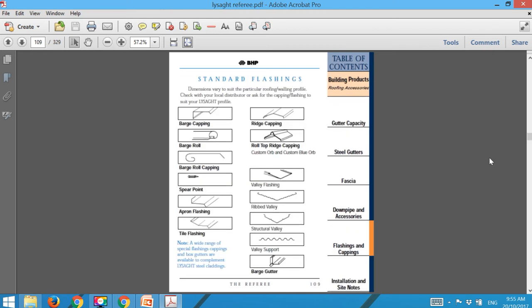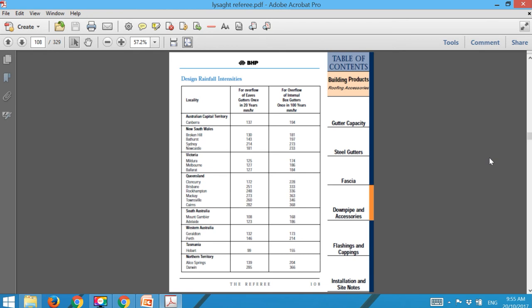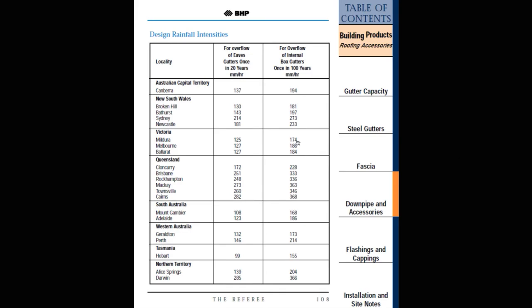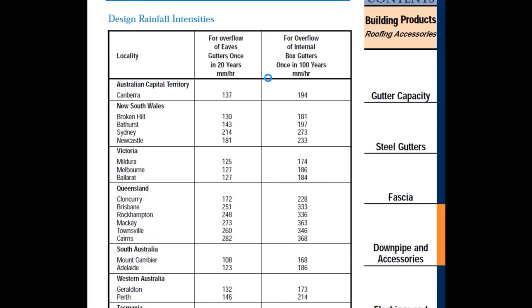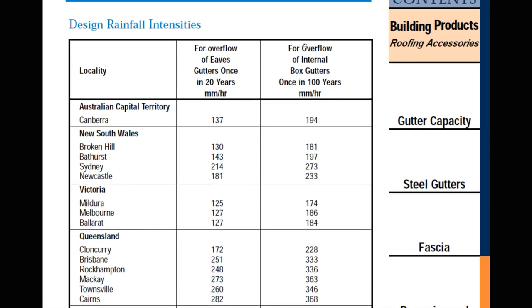Okay, so if we go here, page 108, what we can see is basically the design rainfall intensities. The first one, of course, is Canberra, and we can see here that there are 2 columns. For overflow of eaves gutters, once in 20 years, in millimeters per hour, 137. And then there's a second column, which is for overflow of internal box gutters once in 100 years, and there we have to allow for 194 millimeters per hour.